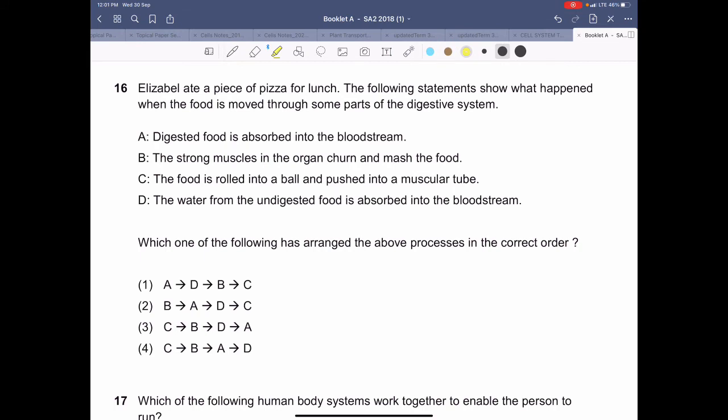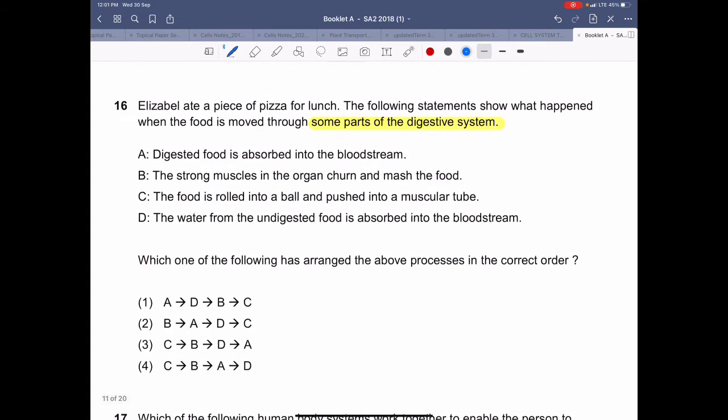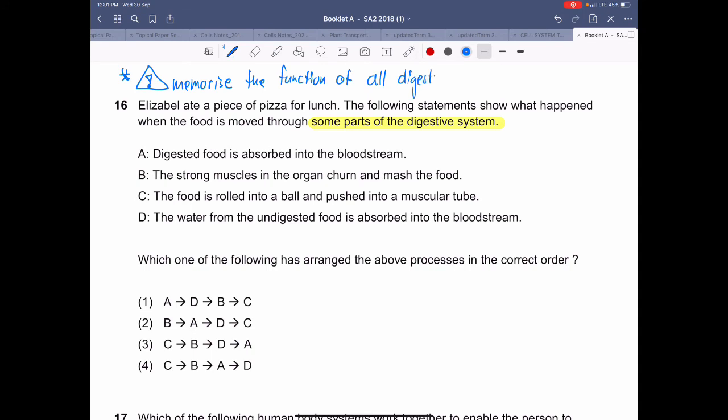Elizabeth ate a piece of pizza for lunch. The following statements show what happened when food is moved through some parts of the digestive system. So straight away, this will have hinted you that the topic is on digestion. Now remember, for digestion, there is absolutely no way you don't need to memorize the function. Attention, attention, you have to memorize the function of all digestive organs. There is no other way.